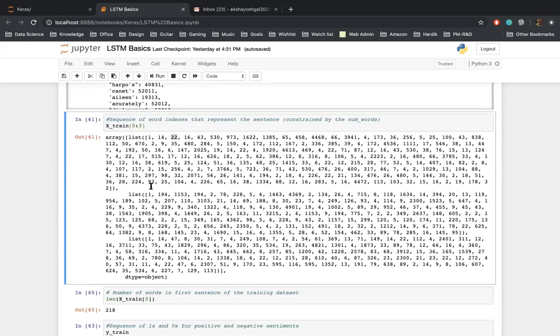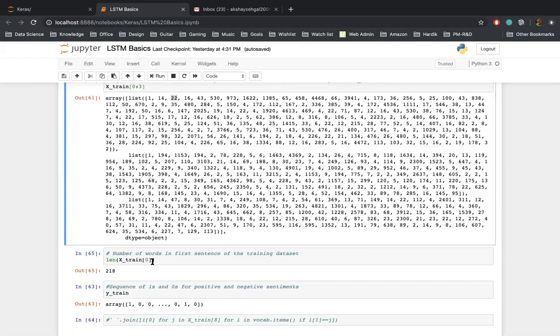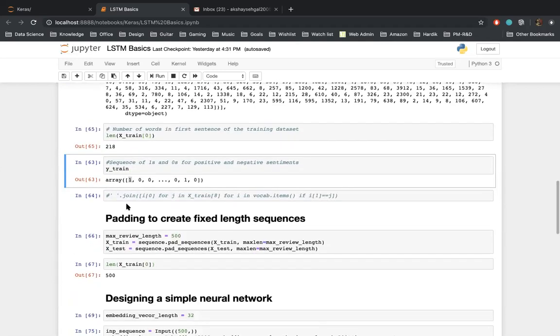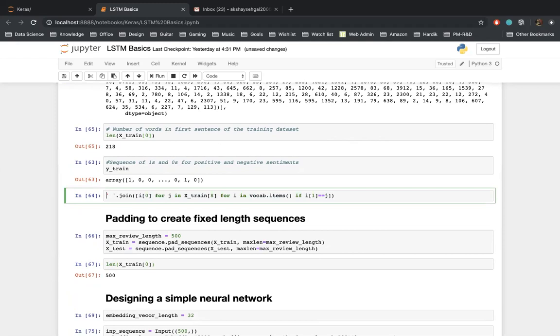So each of these is a sentence. The first sentence, if you look at its length, is a 218-word sentence. This is a review that has been given by somebody, and the corresponding y value for this is 1, meaning that this is a positive review. Now, if you really want to get the sentence back, this takes a little time to run. Just give it a second.